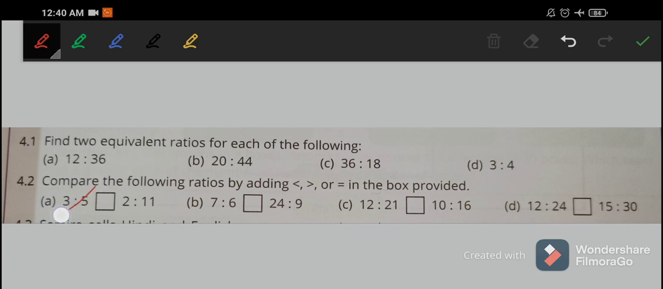Now in question 4.2, what we have to do is compare the following ratios by adding the less than, greater than or equal to sign. Okay, so here we are provided with two ratios in each part and we have to find which ratio is greater and which ratio is smaller, or whether both are equal to each other or not. Okay, so let's discuss the answer now.